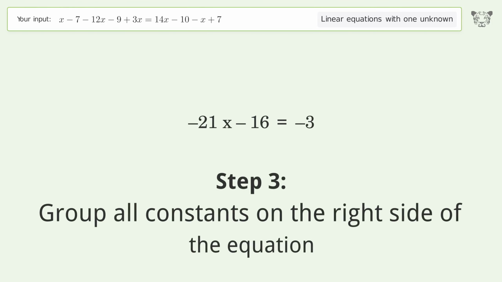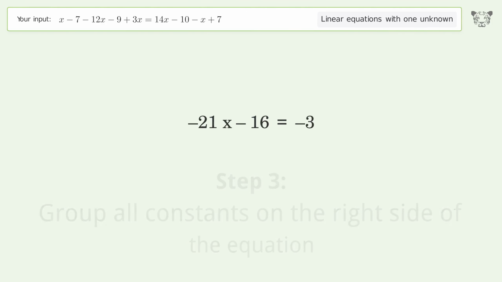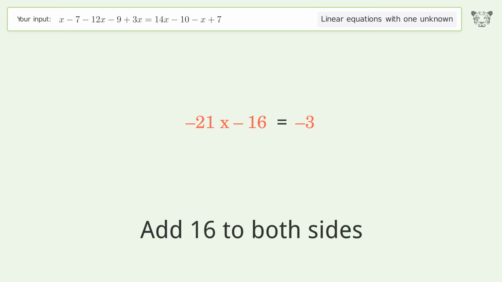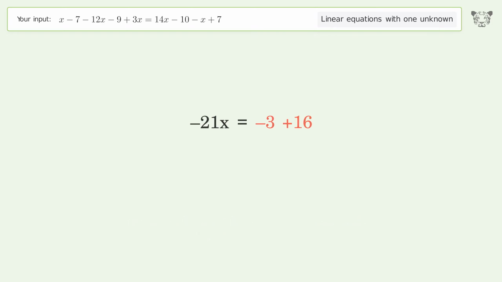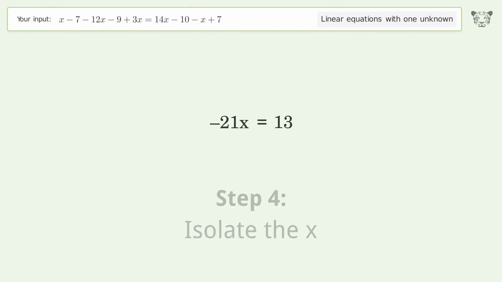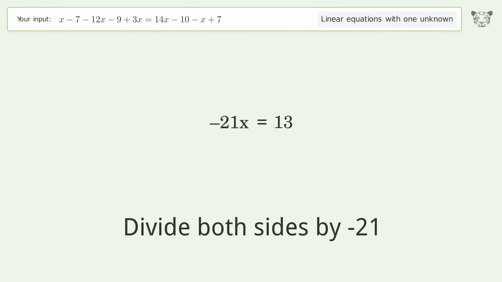Group all constants on the right side of the equation. Add 16 to both sides. Simplify the arithmetic. Isolate the x. Divide both sides by -21.